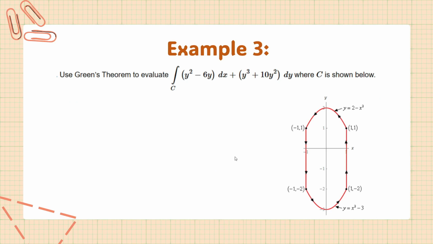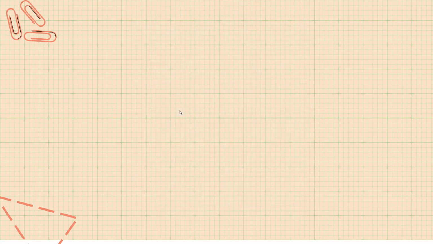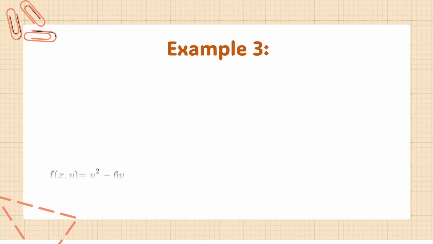Using Green's theorem to evaluate the equation where C is shown below. So this is the diagram given by the question, and then we draw the diagram using GeoGebra so that we know the upper boundary for y is 2 minus x squared and the lower boundary for y is x squared minus 3. The upper boundary for x is 1 and the lower boundary for x is negative 1. Then we continue to the calculation part.